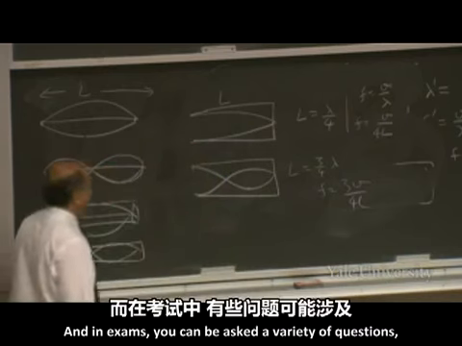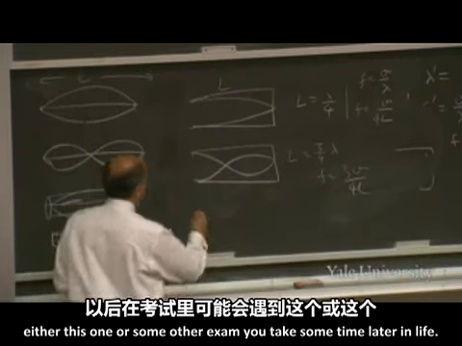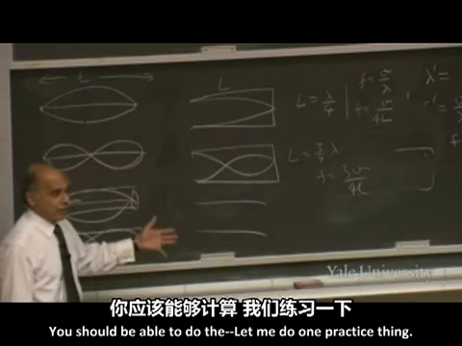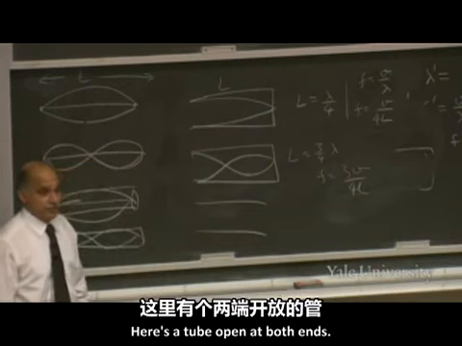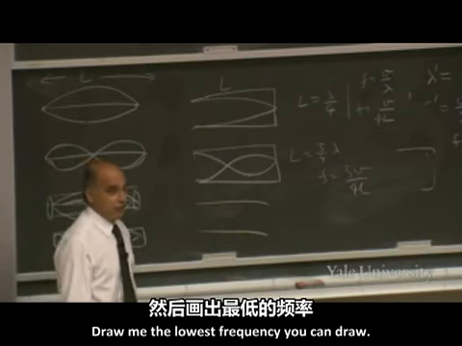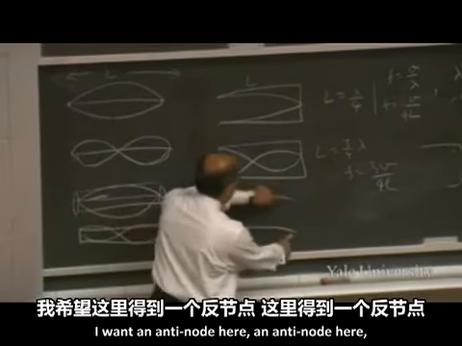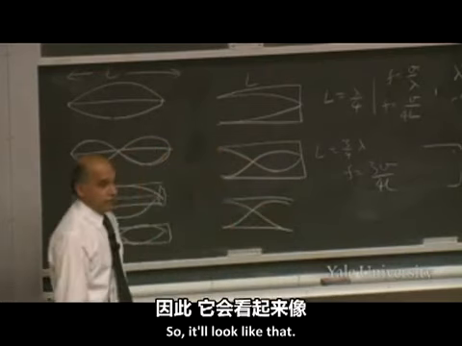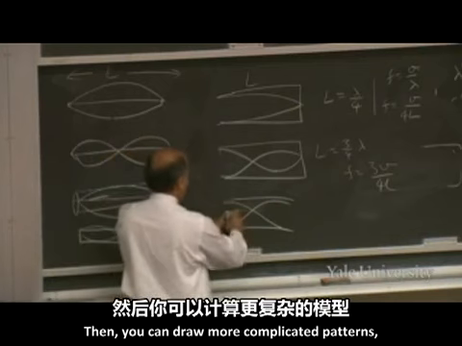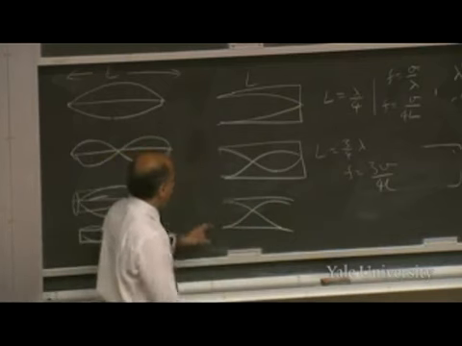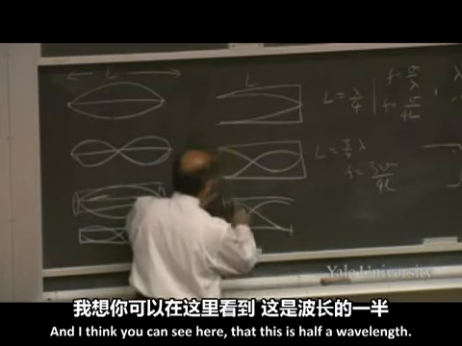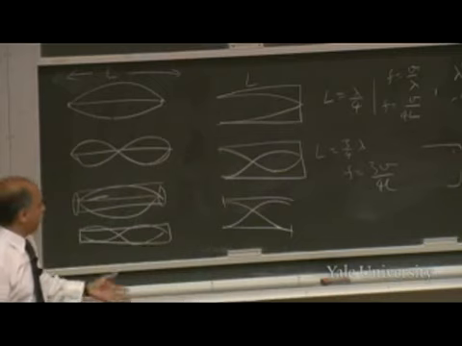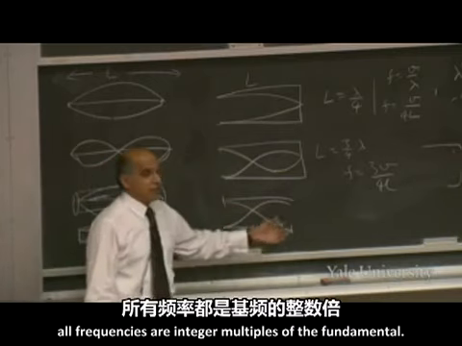And in exams, you can be asked a variety of questions, either this one or some other exam you take sometime later in life. You should be able to do one practice thing. Here's a tube open at both ends. Draw me the lowest frequency you can draw. I want an antinode here, an antinode here, but between them I have to have a node. So it will look like that. Then you can do more complicated patterns, provided the two ends look like this. And I think you can see here that this is half a wavelength. So L equals lambda over 2. And again, you will find here all frequencies are integer multiples of the fundamental.